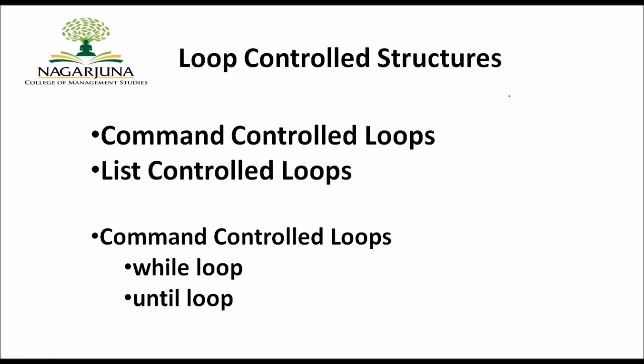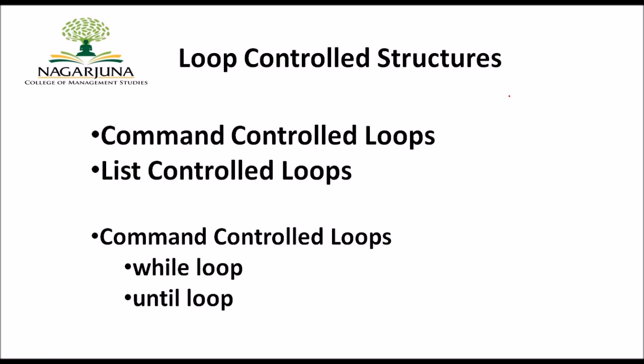So loop control structures are classified into 2 types. One is the command control loop, and the other one is the list control loop. I'll give you the difference between the command control loops and the list control loops in the upcoming class. But under command control loops we have 2 different types of loops. One is the while loop, the other one is the until loop. And under list control loops we have only one single loop statement, that is your for loop, and again that will be discussed in the upcoming classes.